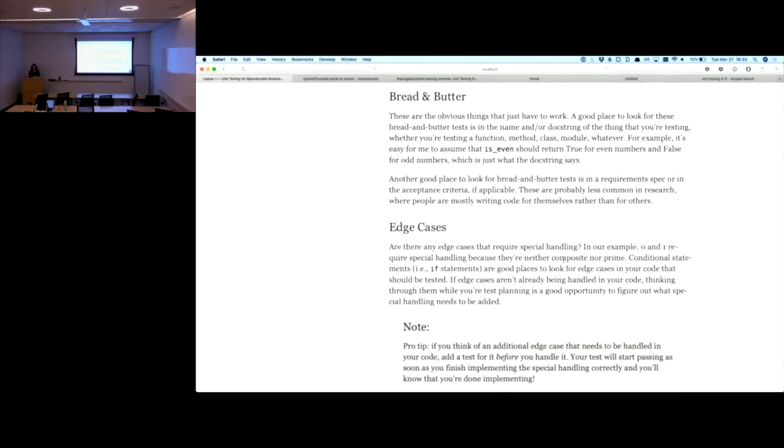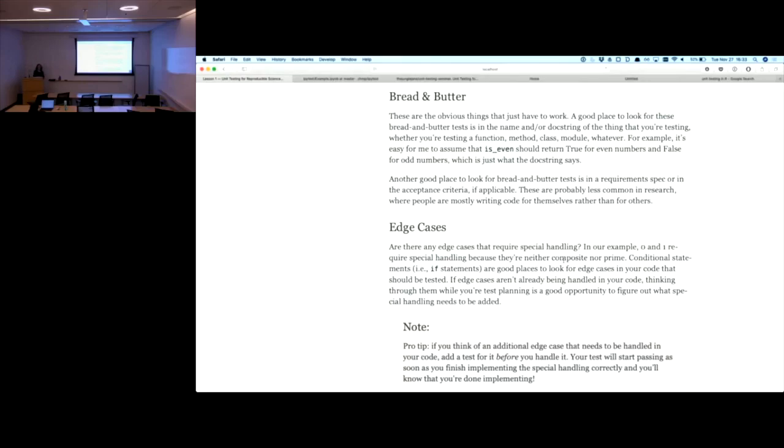I have a couple of questions that I generally ask myself to cue myself up and get me thinking in a test planning mode. The first I call bread and butter. These are also called the happy path. These are the obvious things about your code that just have to work. Under normal conditions, normal behavior, an add function should take 2 and 2 and return 4.